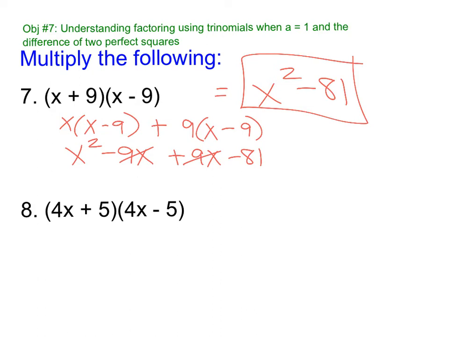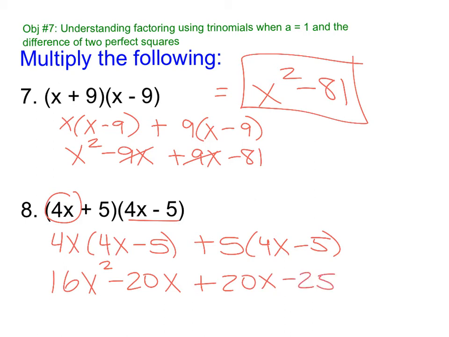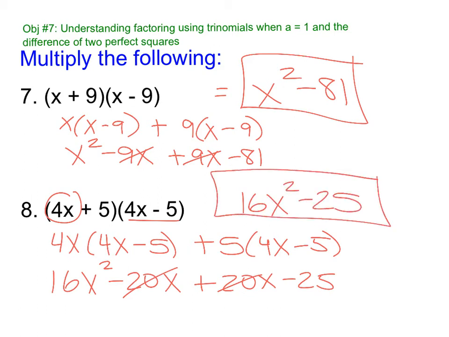The second one, number 8, same idea. We take our 4x, we multiply by 4x minus 5, plus 5, 4x minus 5. Distribute: 16x squared minus 20x plus 20x minus 25. And again, those middle terms cancel out. 16x squared minus 25. So in both of these cases, the middle term canceled.